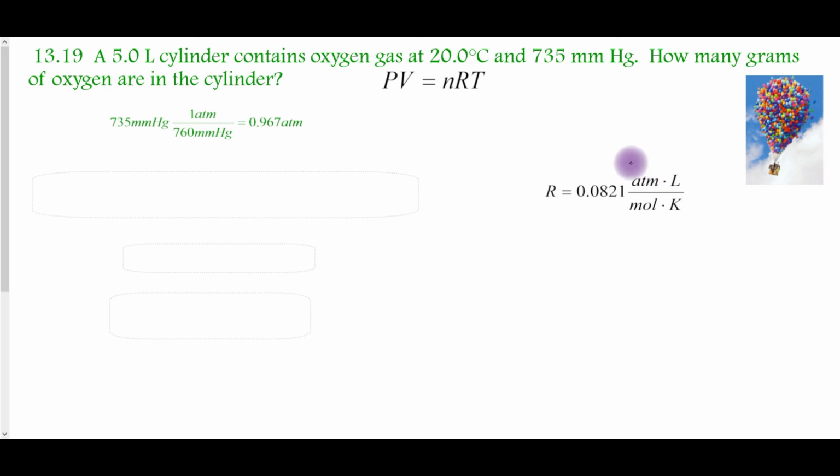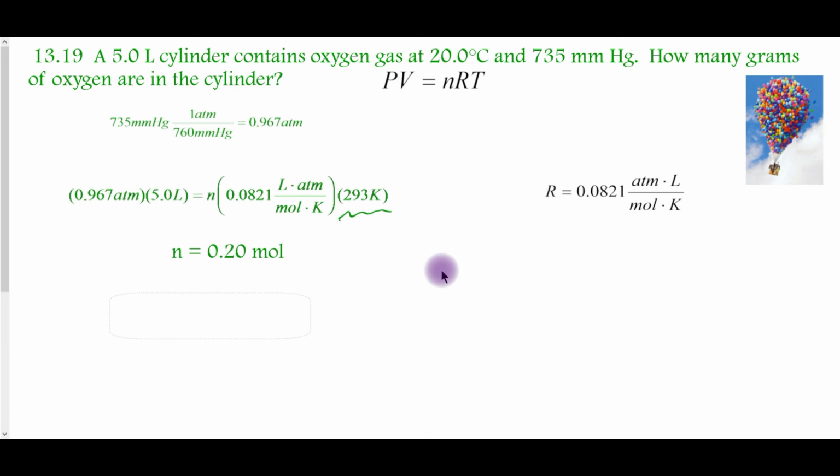The gas law constant dictates the units, changing millimeter mercury into ATM. Notice I have Kelvin temperature. I've converted that as well. My value is 0.20 moles of oxygen. It asks for grams, so the molar mass is used to change it to 6.4 grams of oxygen.